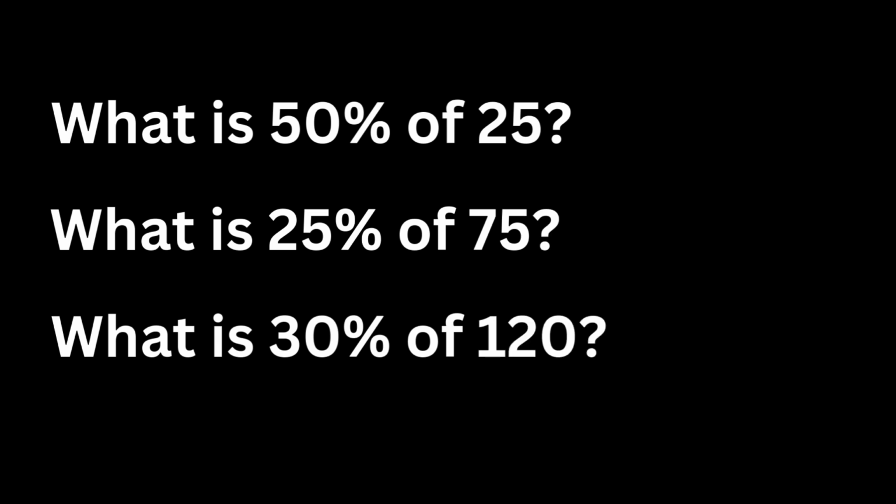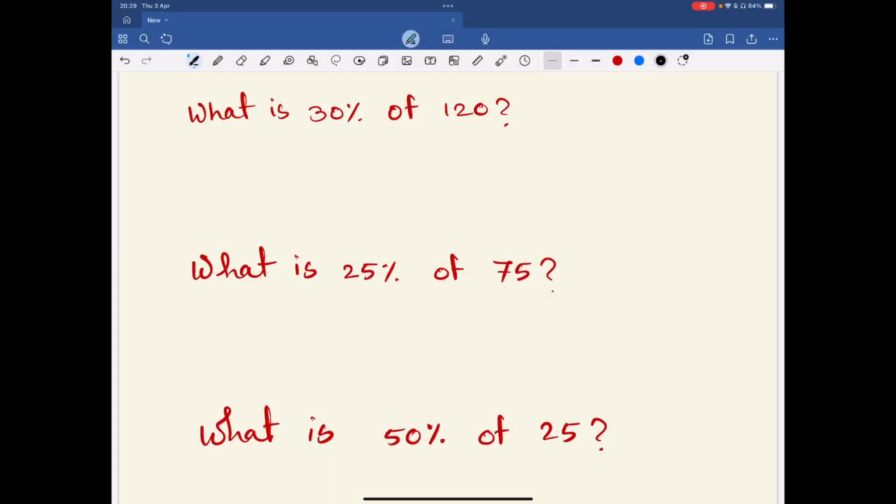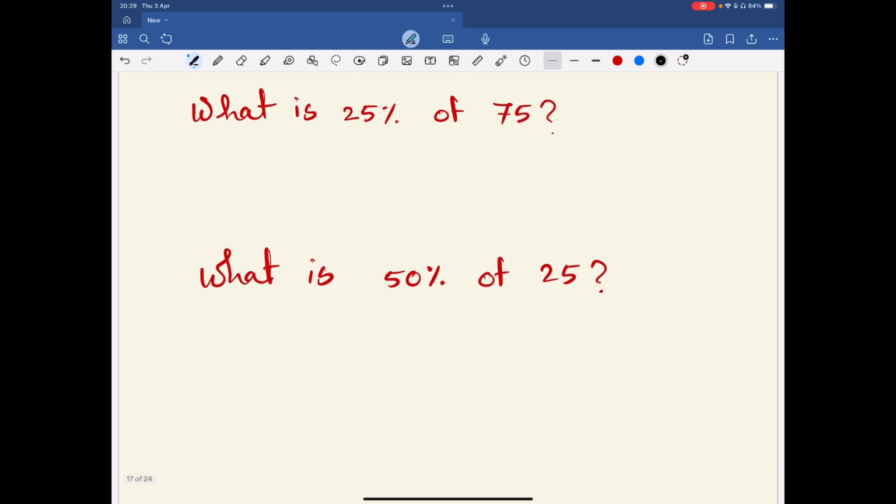Adding or subtracting, divide and multiply. Math is a hero, and I will show you why. Solve problems in your sleep, do shapes standing on your head. I think you already get the answer, but I'm going to solve these three for you. So, what's the first question? The first question is, what is 50% of 25?